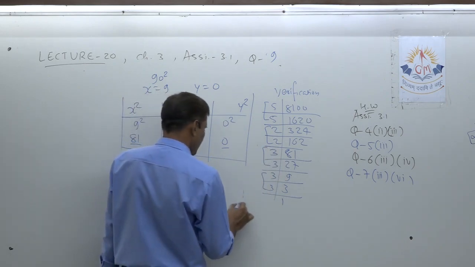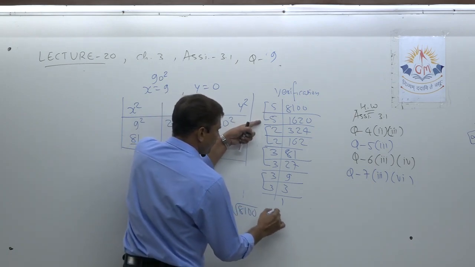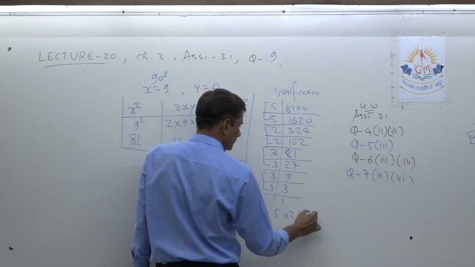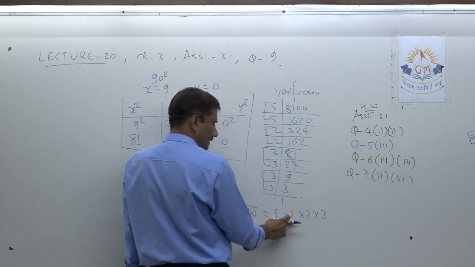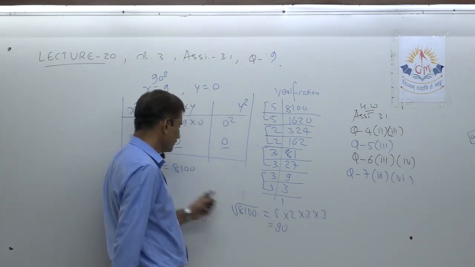So the root of 8100 will be how much? Let's look. From each pair only one digit is to be taken. 2, 3, 3. 5 2s are 10, 10 3s are 30, 30 3s are 90. So we got the square root 90.